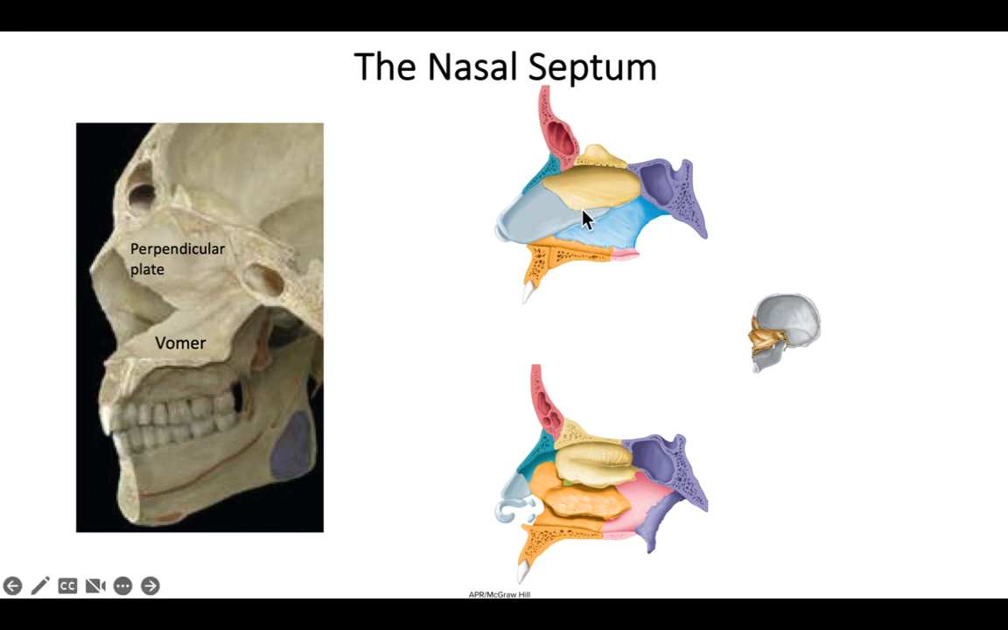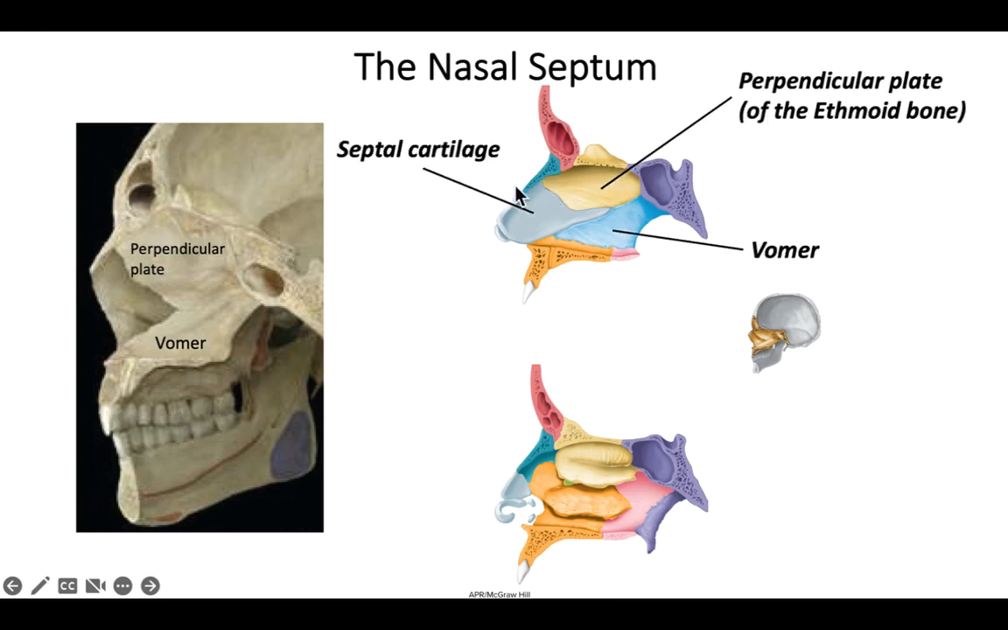And then if this nasal septum is removed, you can see the nasal concha. Notice that this is the ethmoid bone and the perpendicular plate. Here's the vomer, shown kind of in a light blue. And then there's cartilage that kind of forms the tip of your nose. All right, so those three structures all form the nasal septum.